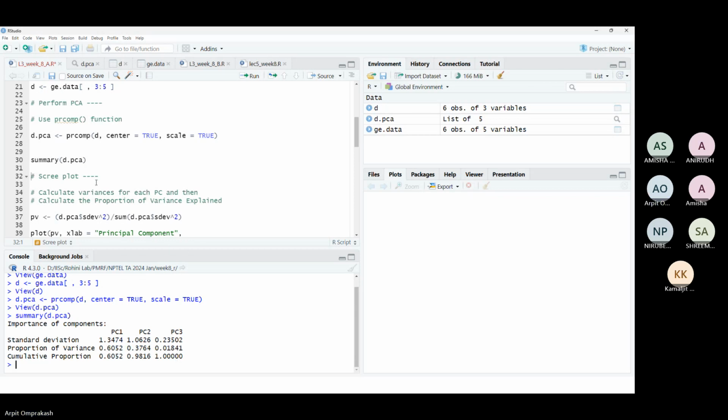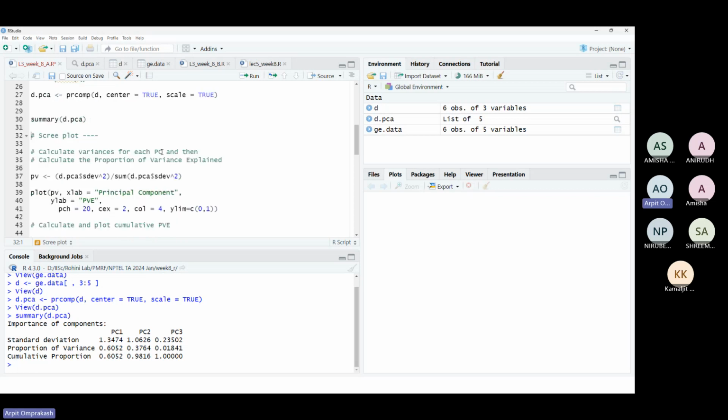Okay. So now we want to make a scree plot. Basically, we have to put the principal component number on the x-axis, and on the y-axis it will be the proportion of variance explained by the principal component.